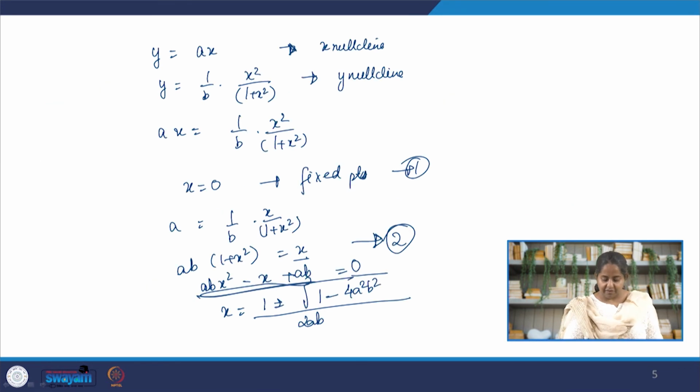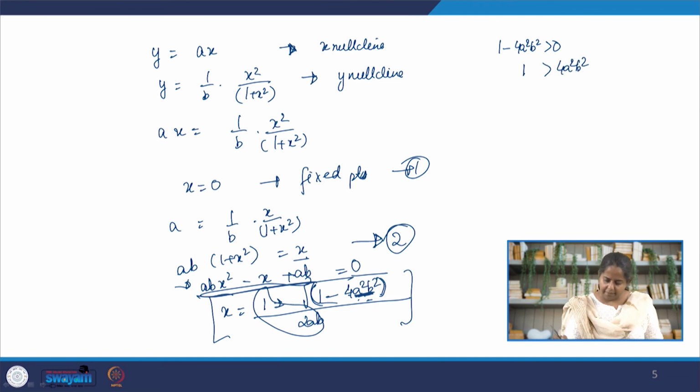So for these two fixed points, the x value is given by the equation that you derived from this quadratic equation by making the intersection point same. This is interesting because now we have a square root. So depending upon the value of ab, we will have real additional two fixed points, or just one fixed point, or imaginary fixed points, which means no real fixed points. So the part of the equation inside the square root is very important. Basically, when 1 minus 4a square b square is greater than 0, which is 1 is greater than 4a square b square, or a square b square is less than 1 by 4.